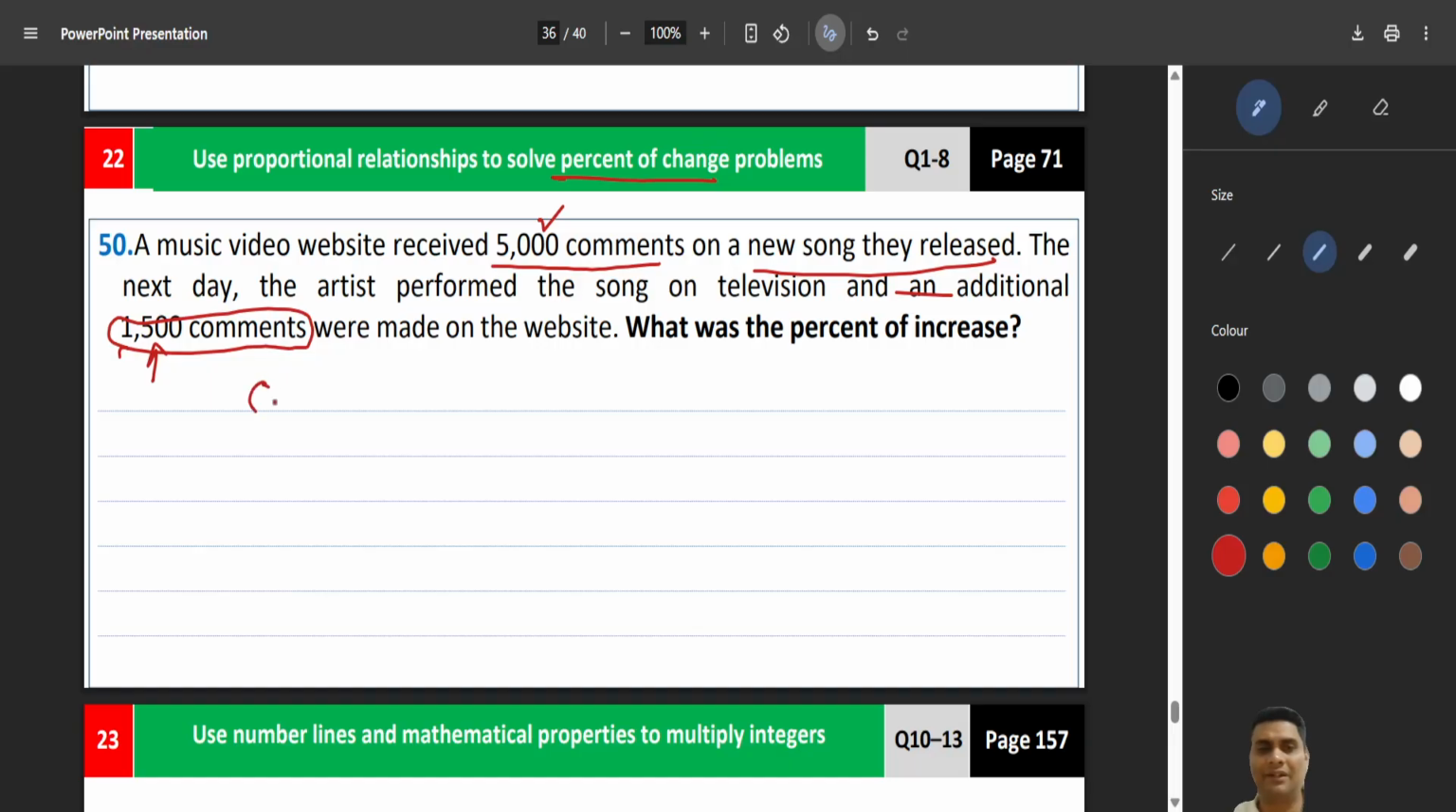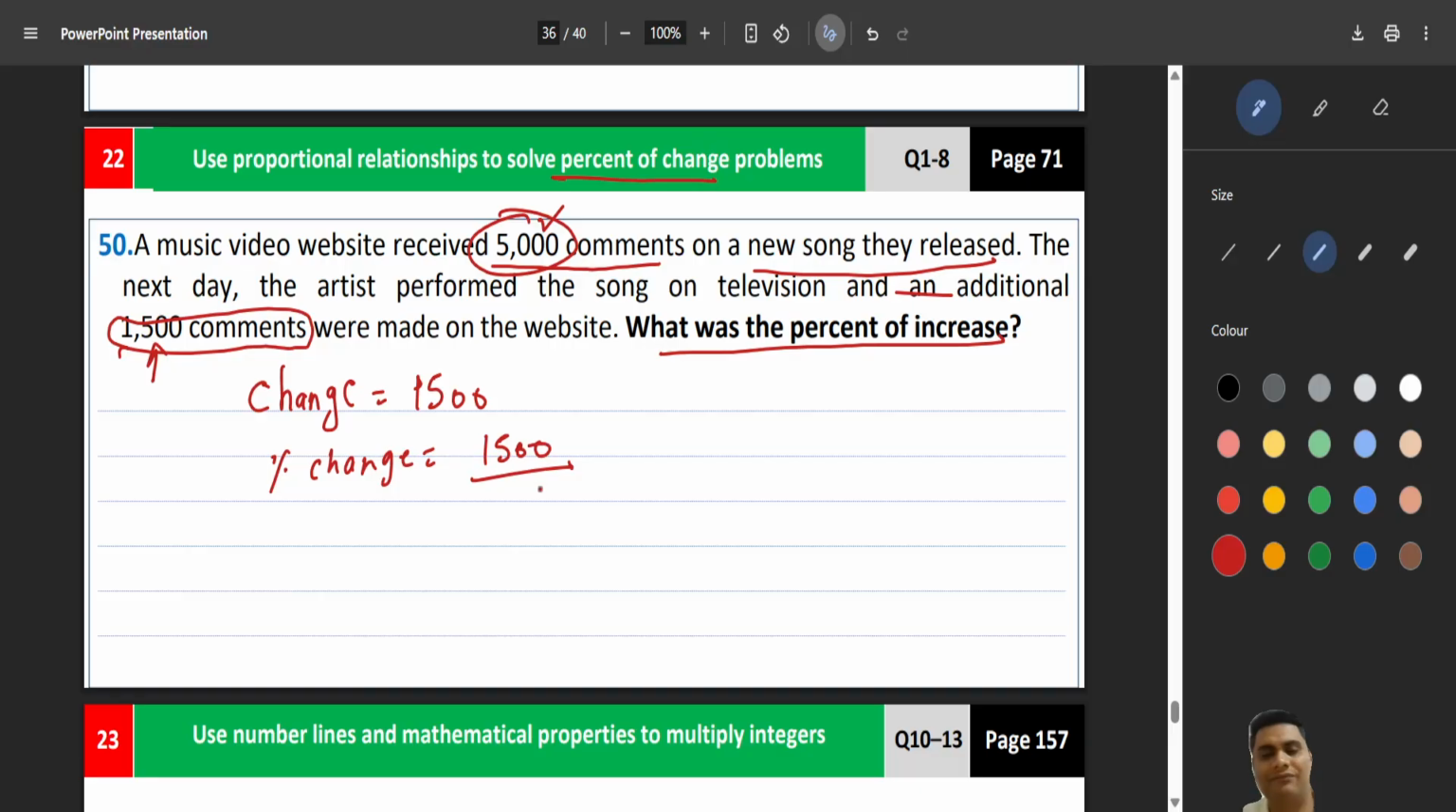Extra comments, meaning this time the change is directly given. No need to do final minus actual. The change is how much? 1,500, because these are the extra comments. So this is the change which came, right? Now he said, what was the percent of increase? Same formula. Percent change will be change over actual. First day it was how much? 5,000.